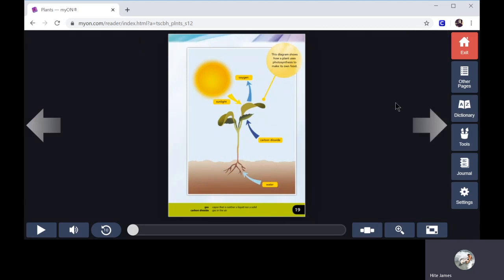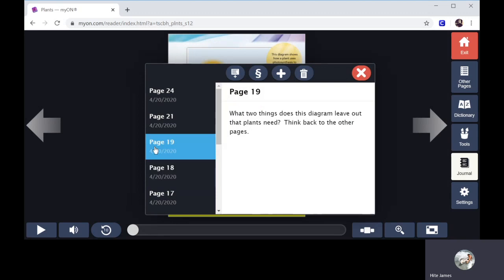And here's a diagram. This diagram shows how a plant uses photosynthesis to make its own food. That's a hard word to say. What two things does a diagram leave out that plants need? Think back to the other pages. So if you look at this diagram again, it does leave out a couple things that it did talk about in the prior pages. So what do you think it left out? Why are those things important, even though they were left out of the picture?